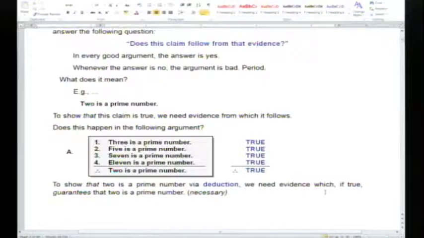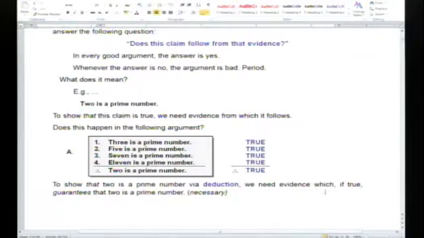Here, for instance, you've got an argument. The conclusion is 2 is a prime number. Here are the reasons given in order to show that it's true. 3 is a prime number. 5 is a prime number. 7 is a prime number. 11 is a prime number. Therefore, 2 is a prime number. This claim does not follow from those reasons.